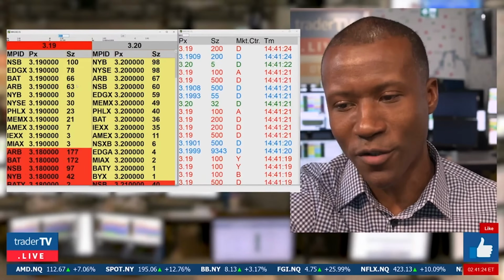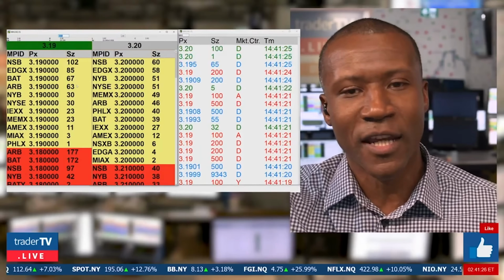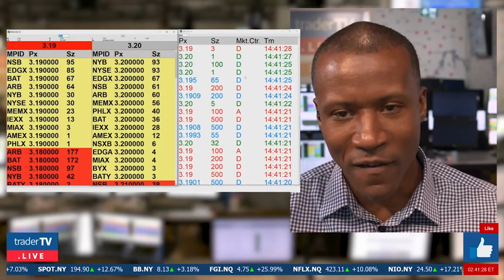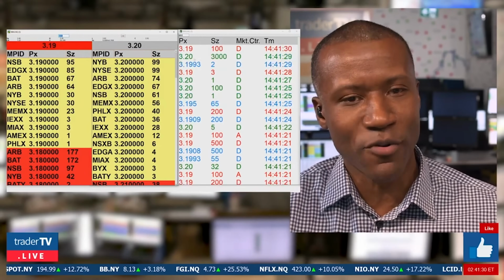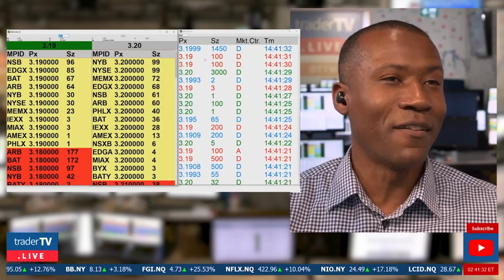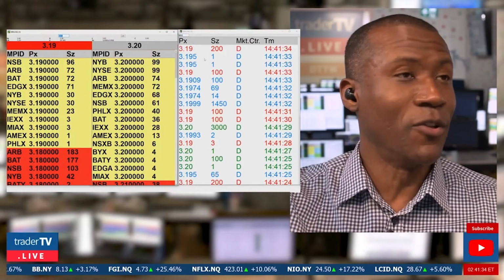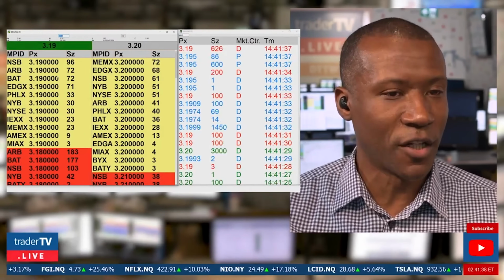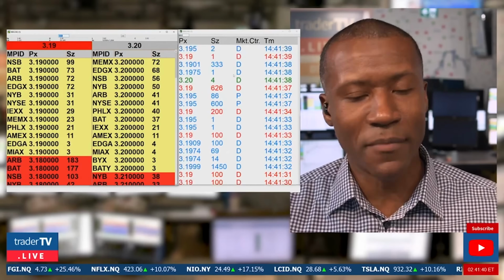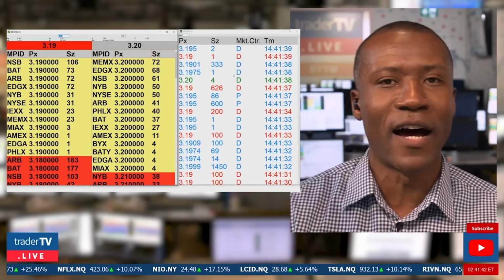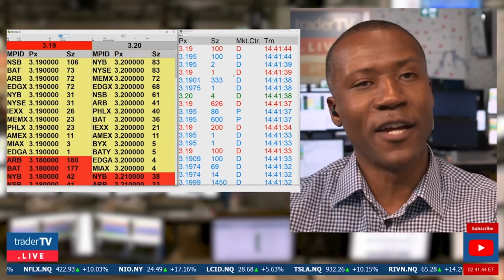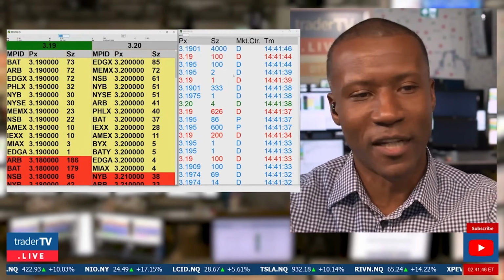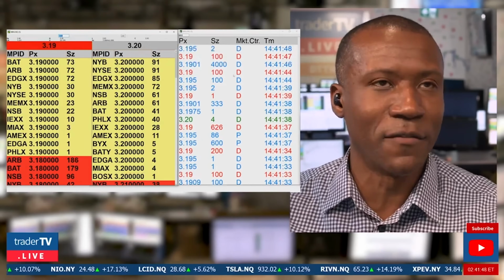The other thing, of course, is you should always be looking at this in conjunction with your time and sales, which you see on the other side, which are the actual prints that go off, so that you can identify fun things like, and we'll do videos on this in the future, iceberg orders. In conjunction with a level 2 and your time and sales, you can begin to identify large order flow, iceberg orders, big buyers and sellers, but it all starts with the basics of that level 2.